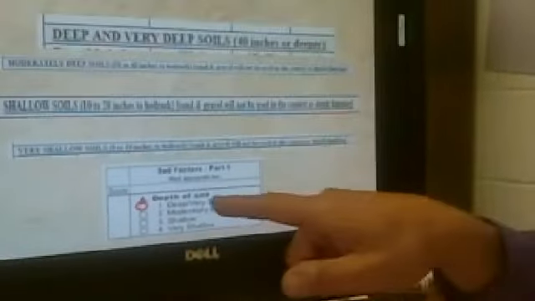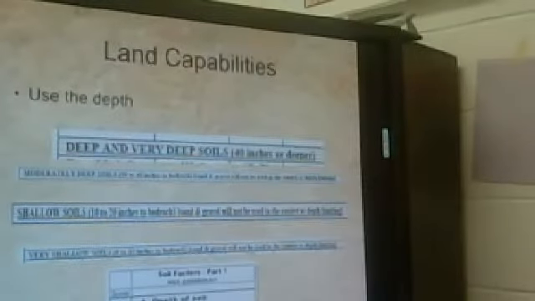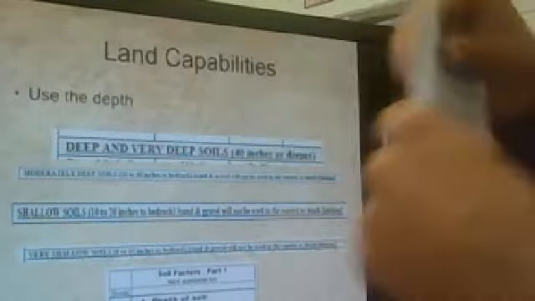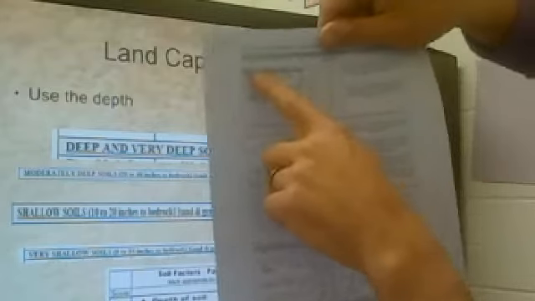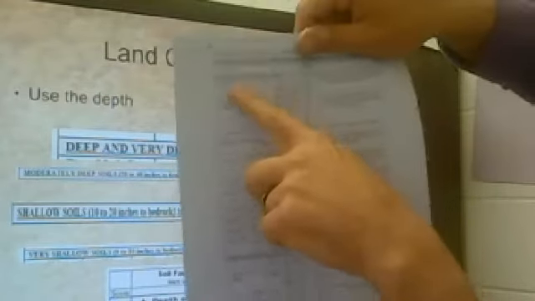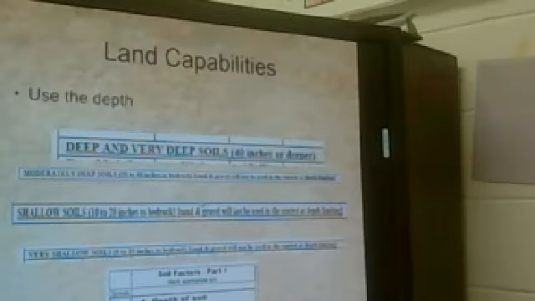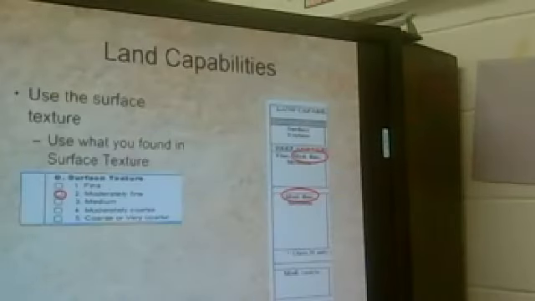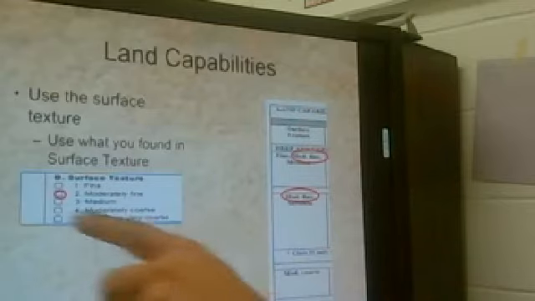So on part 1 of this cheat sheet, you take that information, apply it to the charts. I'm going to tell you you're on a soils upland stream terrace. You're going to use deep to very deep, which means you are in this area here of the chart.